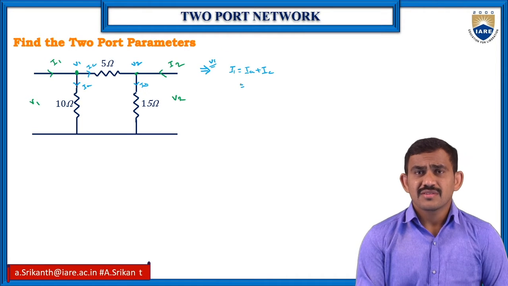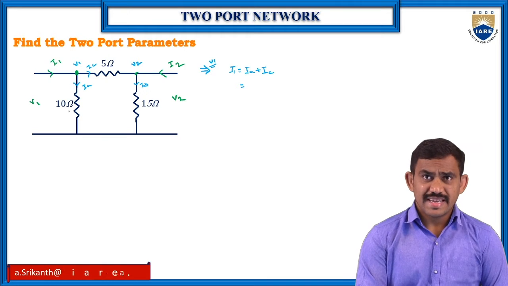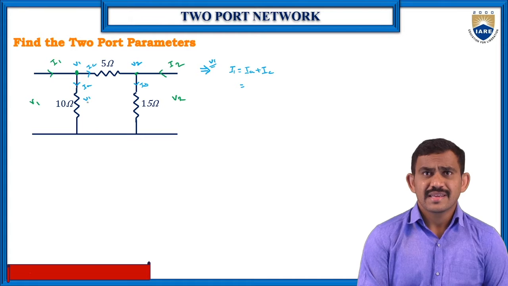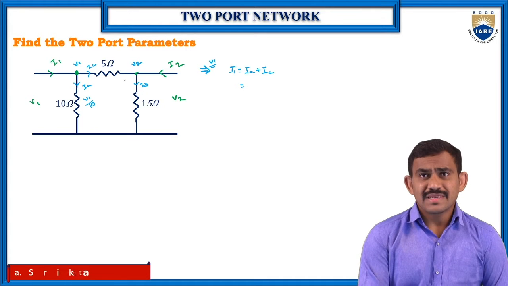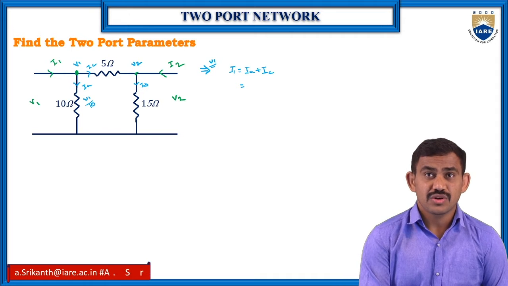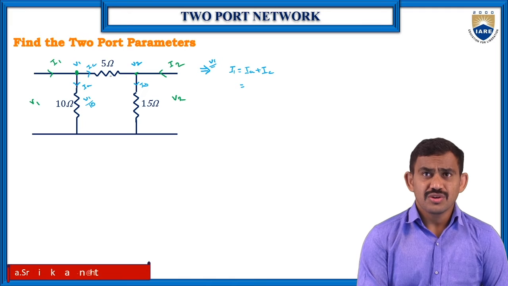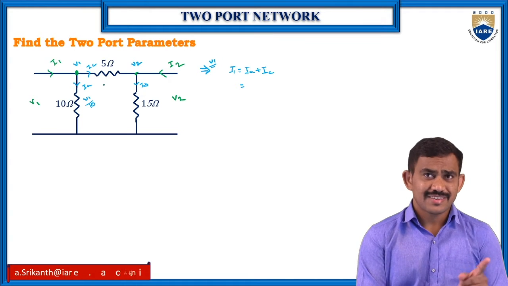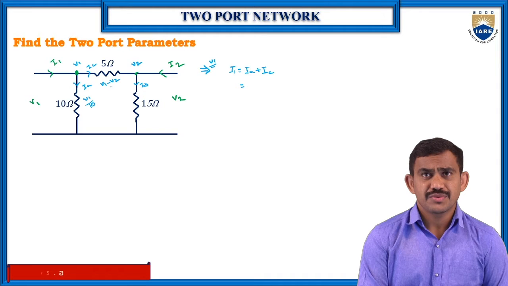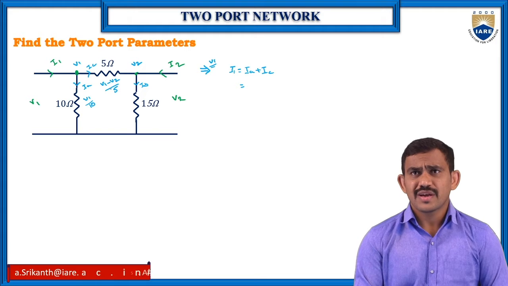So just write the IA value. For this 10 ohm branch, what is your IA value? That is V1 by 10. What is the IC value? We have two nodes: at this node we have the V1 voltage, and at this node we have the V2 voltage. That voltage divided by the resistor is your current, am I right? So it is V1 minus V2 by the resistor, which is 5. Just substitute those values here.